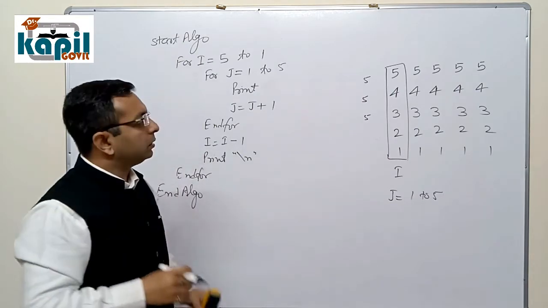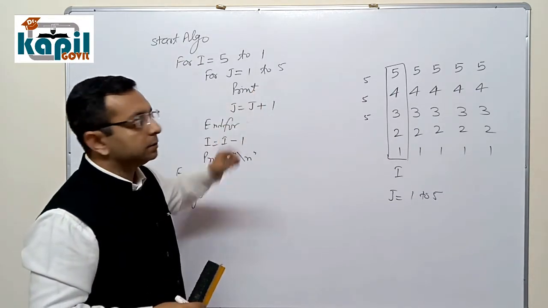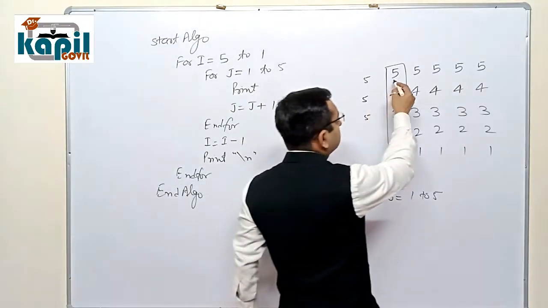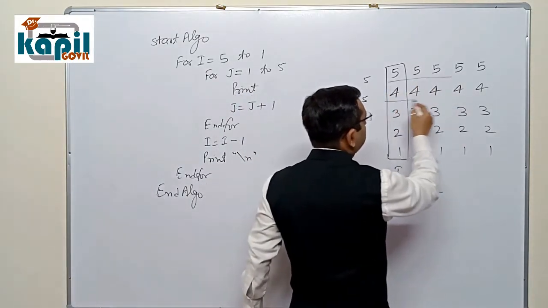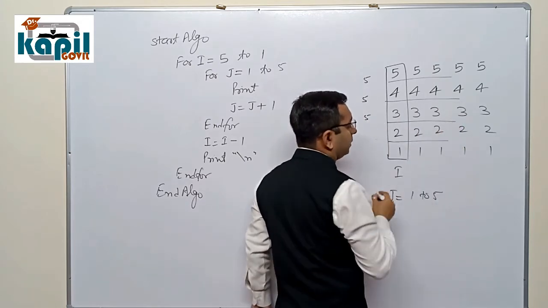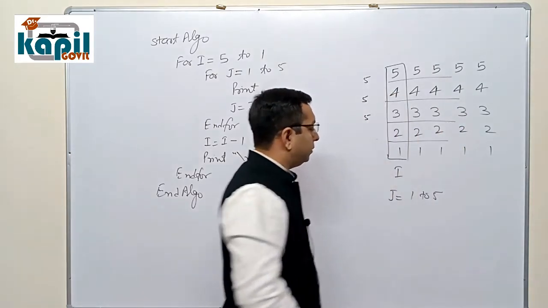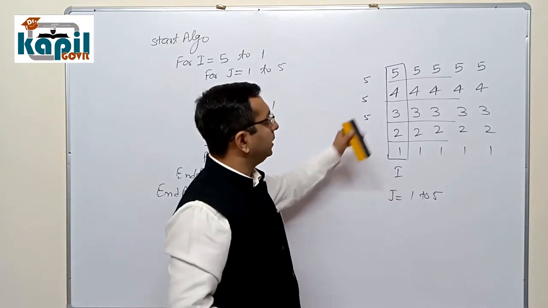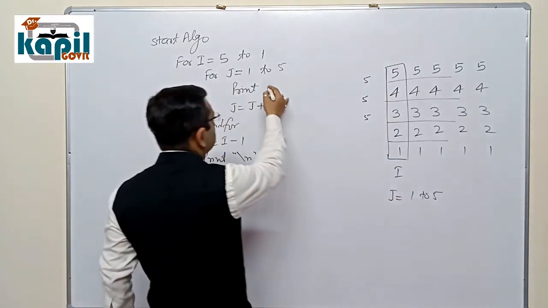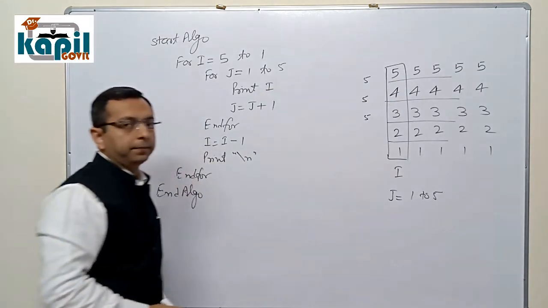Now the point is what to print here, what to write here so that this pattern can be printed. Here we have to print 5, here we have to print 4, here we have to print 3, here we have to print the row value. It means whatever the value of I is, we have to print it. So I should be printed here. So we have to write I here.